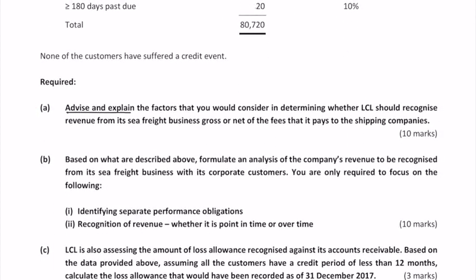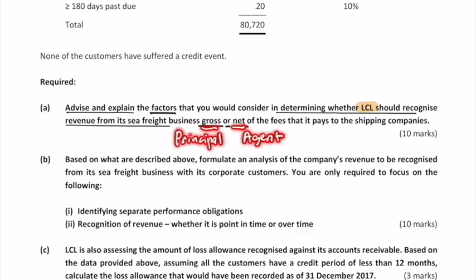Advise and explain factors that will be considered in determining whether LCL should recognize revenue from the sea freight business gross or net of the fee that is paid to the shipping company. Whether LCL should account revenue based on gross or net depends on whether LCL is a principal or an agent. If it's a principal, based on gross. If it's an agent, based on net. 10 marks.